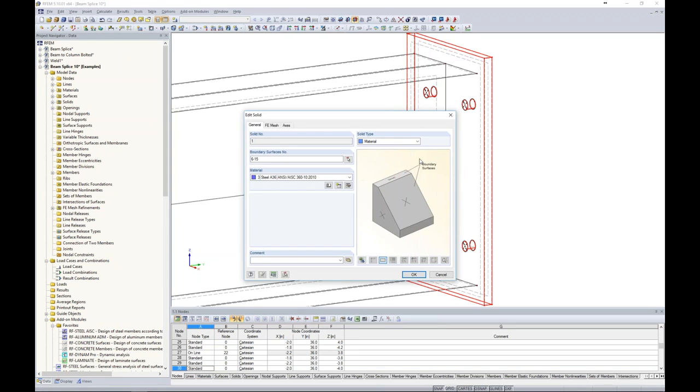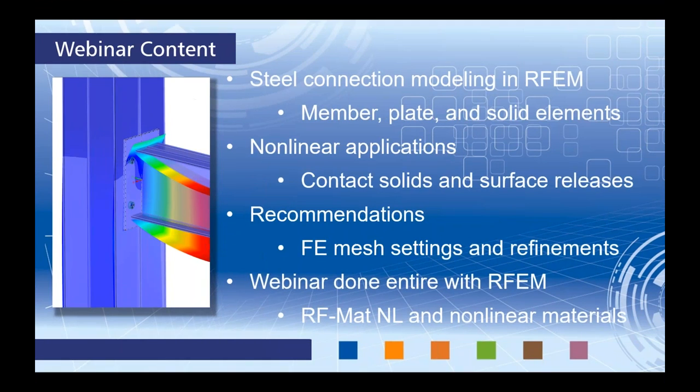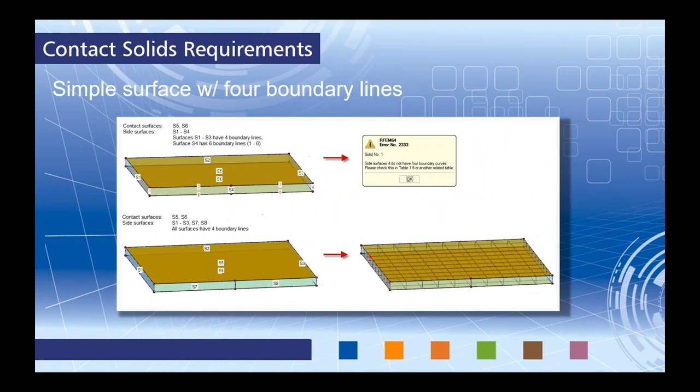We can double click on it, and you'll see here the solid type is set to material. So this just means it's a typical 3D element within our finite element software. What we would like to change this to is a contact solid. So we just utilize this drop-down box, and now we have a contact tab here. So I want to jump back to the PowerPoint to discuss a few recommendations and requirements for contact solids.